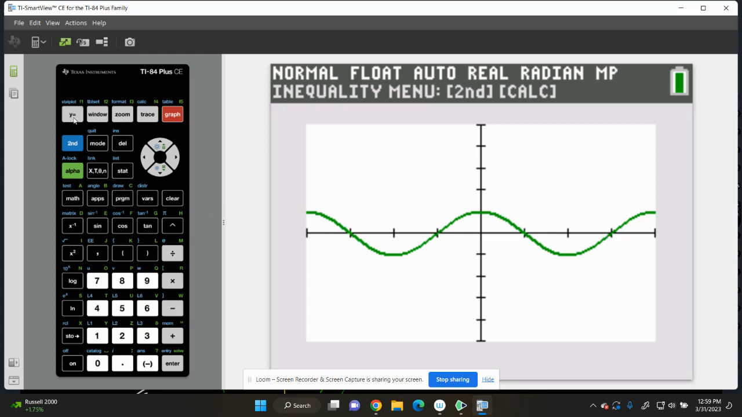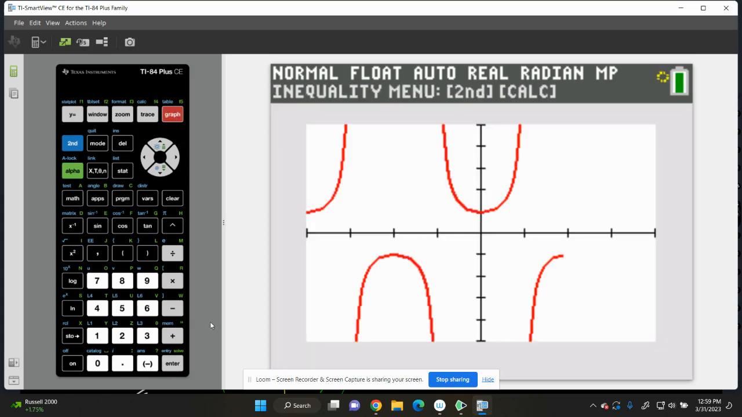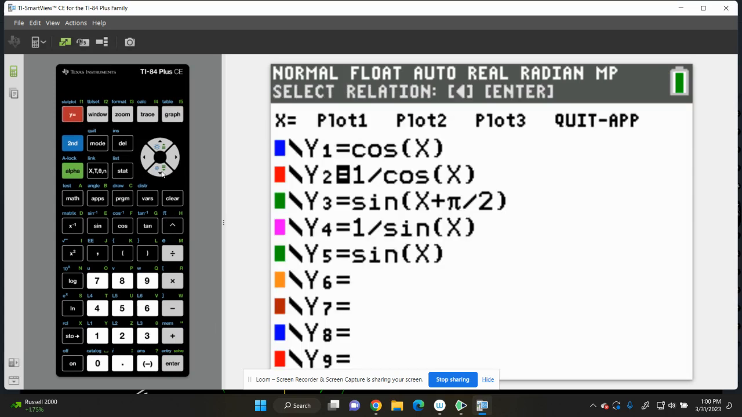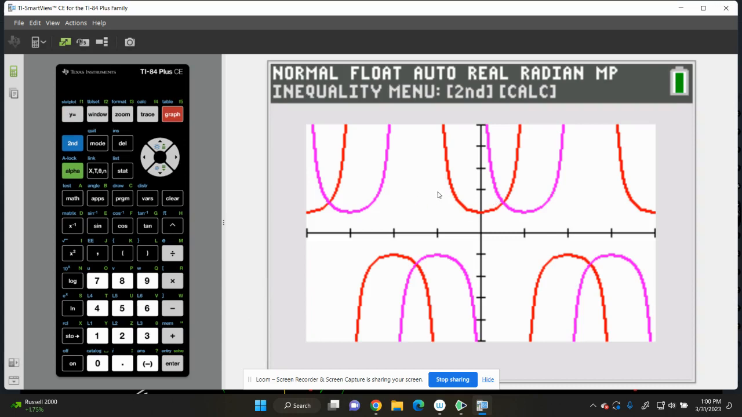So now let's look at it in terms of secant and cosecant. Okay, so here's my secant. Cosecant, what's that going to do? It's going to shift it to the left, or I should say either direction, pi over 2. There you go. It shifted it pi over 2. So it's the same thing.